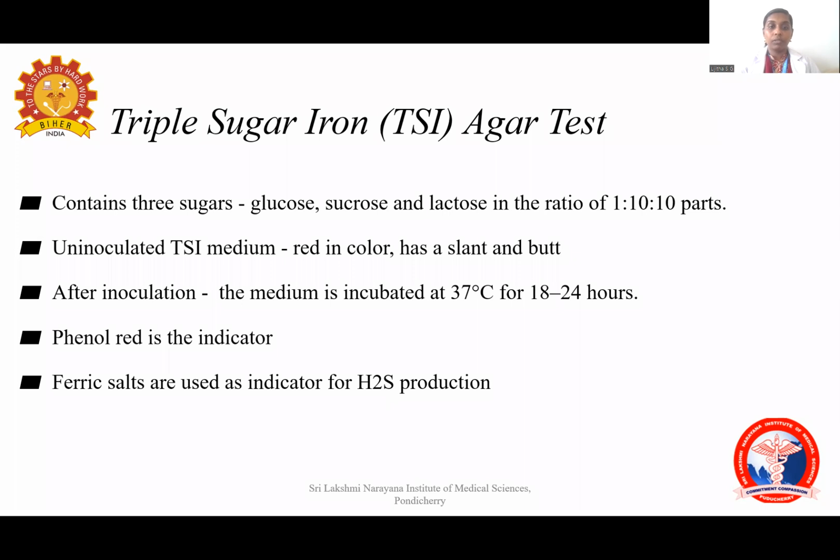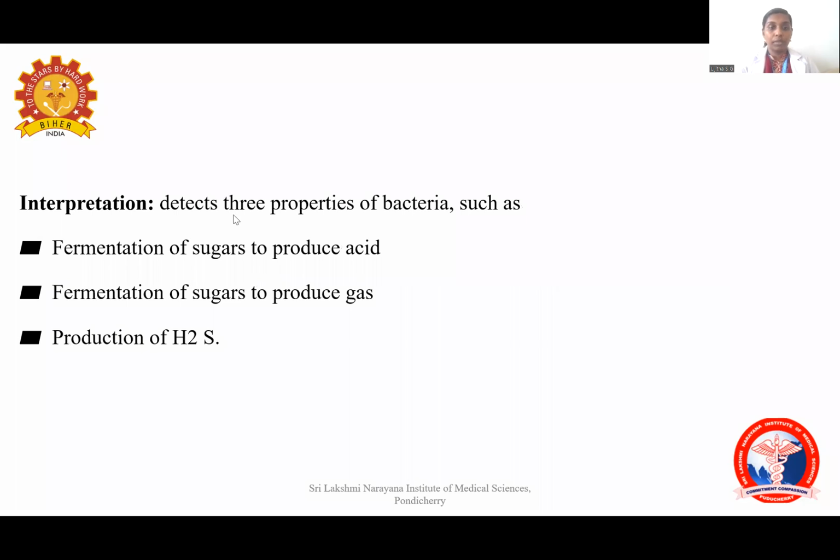So we can identify whether the bacteria is able to produce hydrogen sulfide. That is one property that we can make out from this media. And the main property that we are making out from this media is whether the organism is able to ferment glucose, sucrose, and lactose with production of acid with or without gas. That is the property that we are testing in this media. After inoculating the media, we'll be incubating it at 37 degrees Celsius for 18 to 24 hours. So interpretation: it detects three properties of the bacteria, that is fermentation of sugar to produce acid, fermentation of sugar to produce gas, and production of hydrogen sulfide.